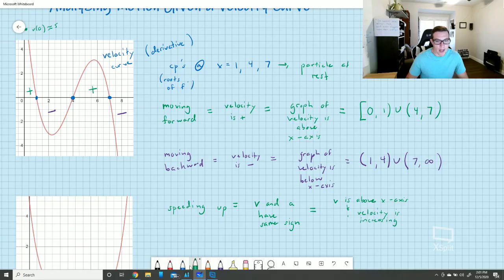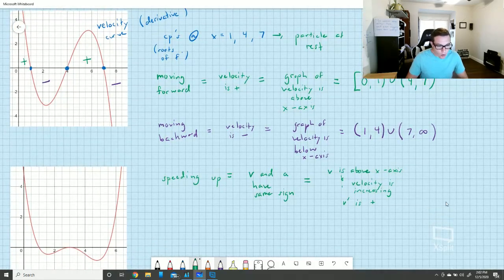Because remember, if velocity is increasing, that means the derivative of velocity is positive. Derivative just means slope. So if my slope is going up, my slope is positive, that means I'm increasing. So you need to find on this where velocity is above the x-axis and increasing, or where velocity is below the x-axis and decreasing. And that would be speeding up in the reverse direction.